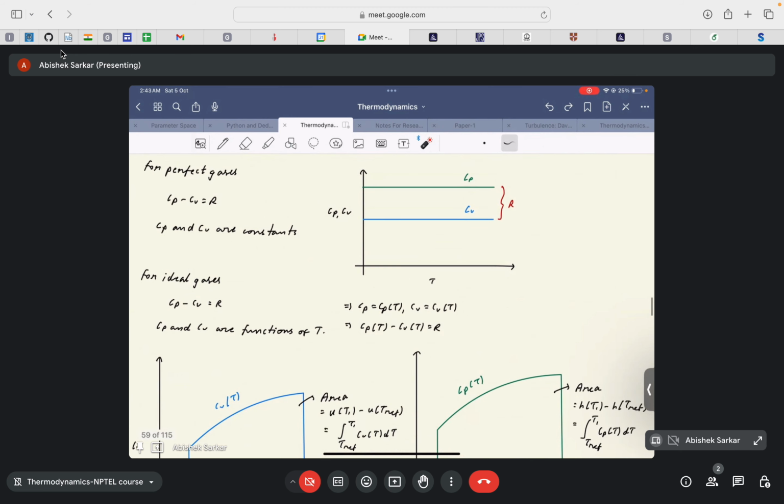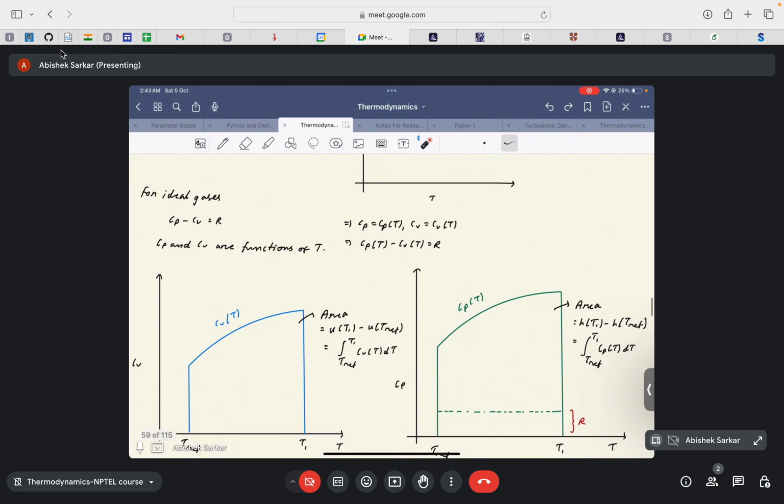And for a perfect gas, Cp minus Cv is equal to R, that is a constant. So Cp and Cv are constants and do not depend on temperature. But for an ideal gas, Cp and Cv both are functions of temperature, and if you plot Cp and Cv versus temperature, you will get curved lines rather than a straight line, because we do not know the relationship between Cv and T. It may also be linear, but in general it's not. So it is denoted by a curved line in the Cv versus T plot.